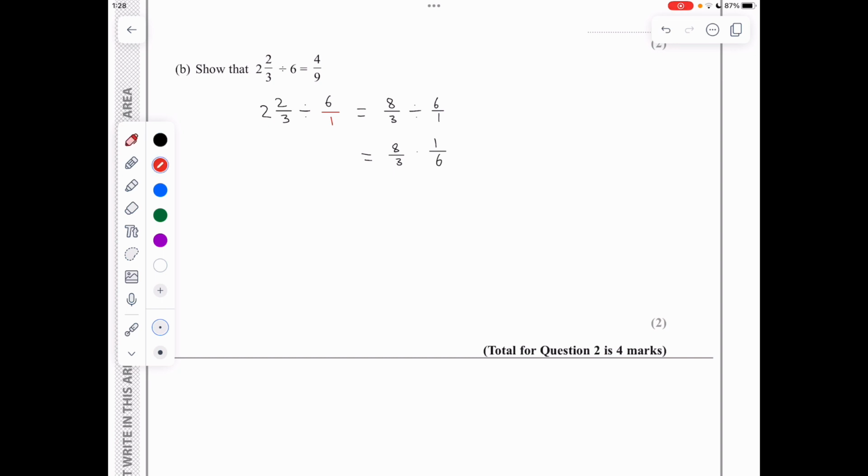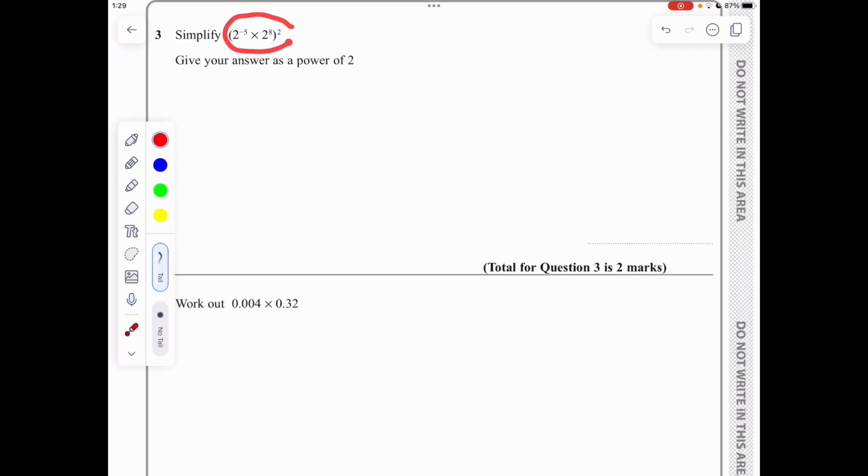We notice that 8 and 6 are both divisible by 2. So this leaves me a 4 and this leaves me a 3. And therefore, we're looking at 4 over 9 as required. In 3, we need to simplify 2 to the negative 5 times 2 to the 8, all raised to the power of 2, and we need to give our answer as a power of 2.